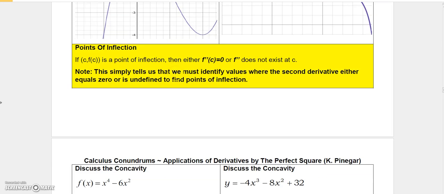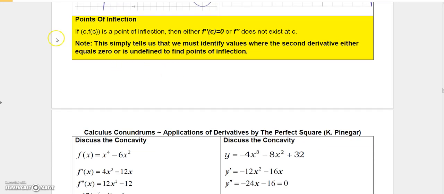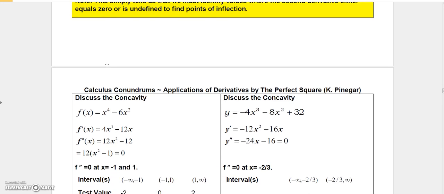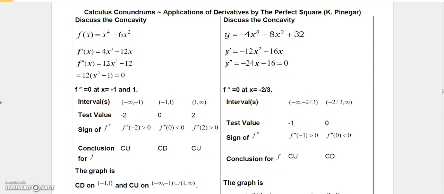So over here, the second derivative must be negative. Now, the definition of a point of inflection basically says if f of c is a point of inflection, then either the second derivative has to be 0 at that point, or the second derivative does not exist at that value. So this simply tells us that we must identify values where the second derivative either equals 0 or is undefined to find points of inflection. There's the key to determining concavity: find where the second derivative is 0 or undefined. Those will be possible points of inflection, but we won't know until we test them.